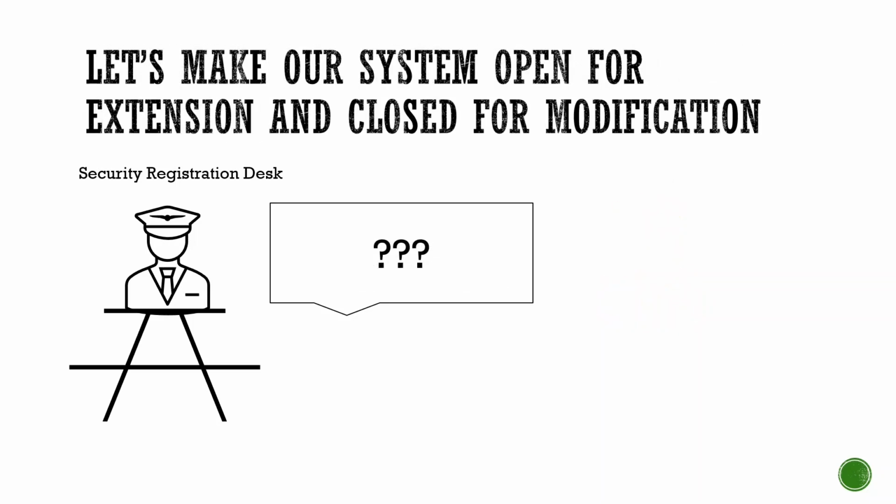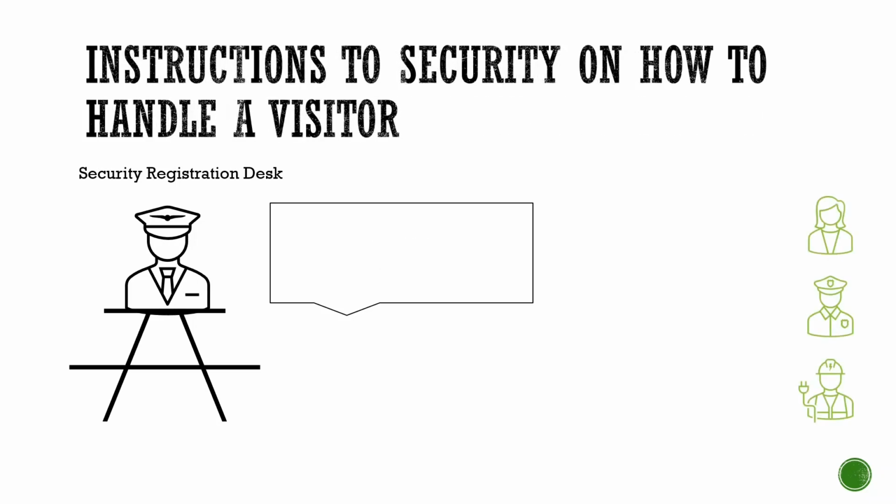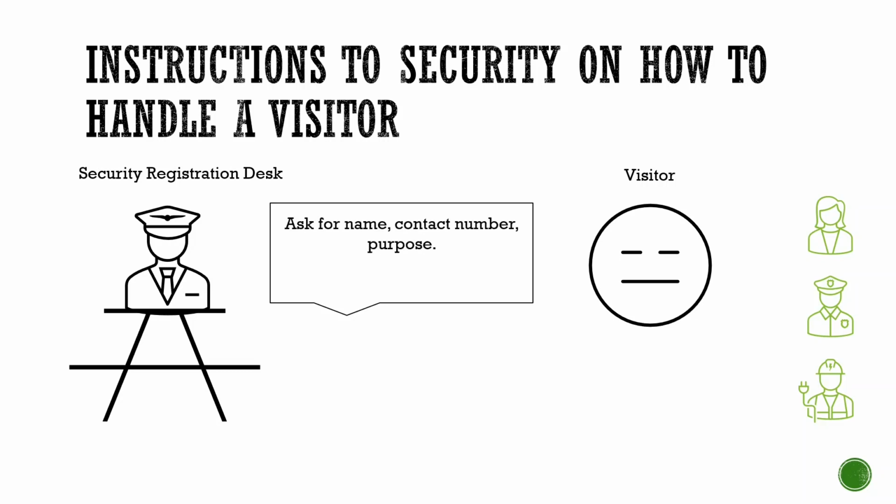Let's make our system open for extension and closed for modification. But how? In such scenarios, we often look at the behavior and create some abstraction. In this case also, let's see if we can find an abstraction. We look at the different people visiting the desk and we create an abstraction called visitor. To a visitor, we ask some standard set of information: name, contact info and purpose of the visitor, and name and contact info of the host.